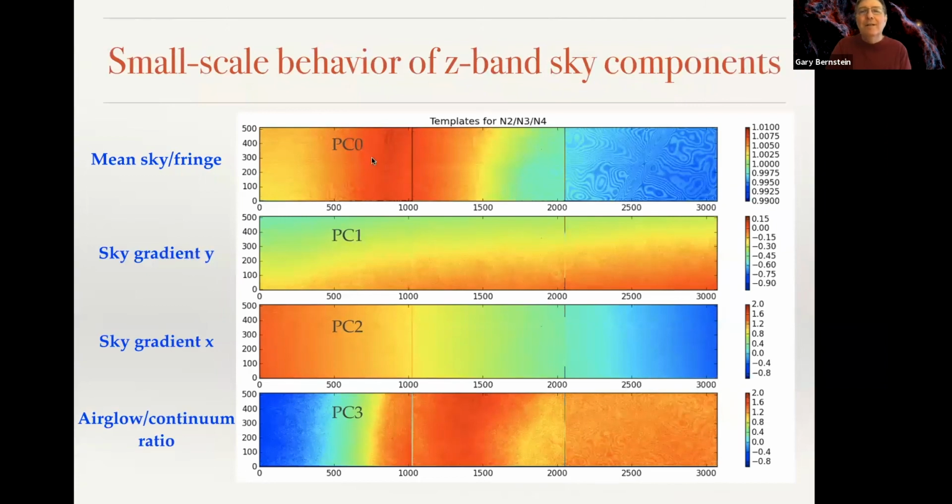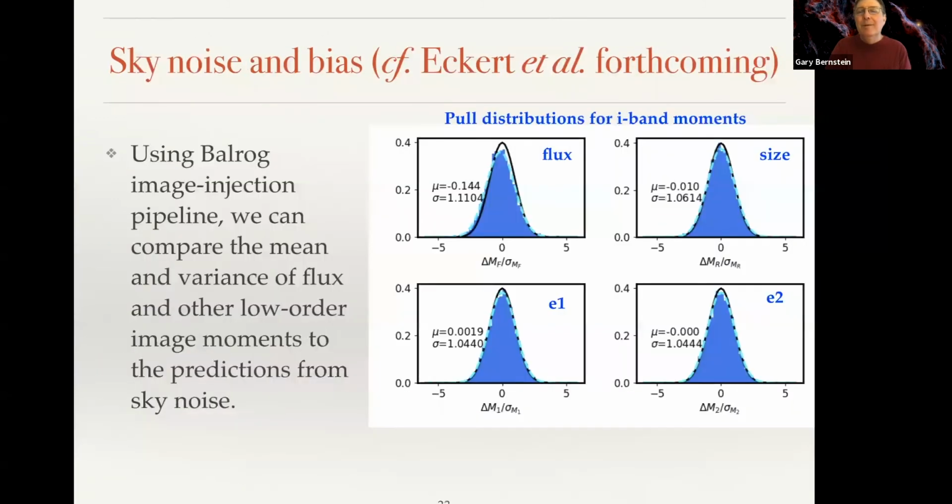Here's another close-up view of the 4 principal components in Z band, and again, mean, gradient. And then this one you can see has fringes in it. And I think what we're seeing in the fourth component is whether it's, say, moonlight or air glow that's dominating the sky. Anyway, this has worked really well. And I don't know what the status of this is in Rubin, but we'll hear about that later.